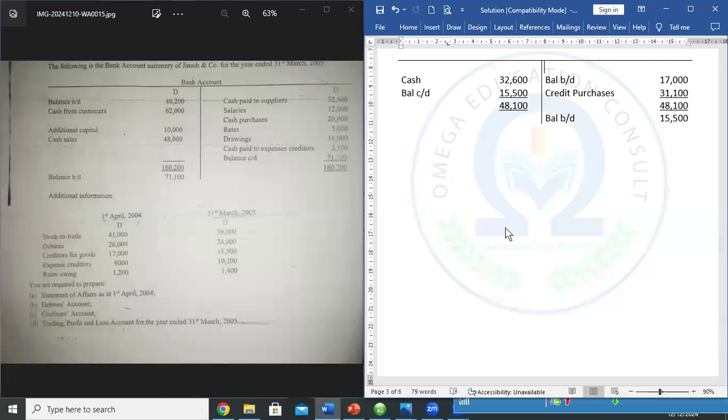Okay, so we begin by putting the heading: trading and profit and loss account for the year ended 31st March 2004.